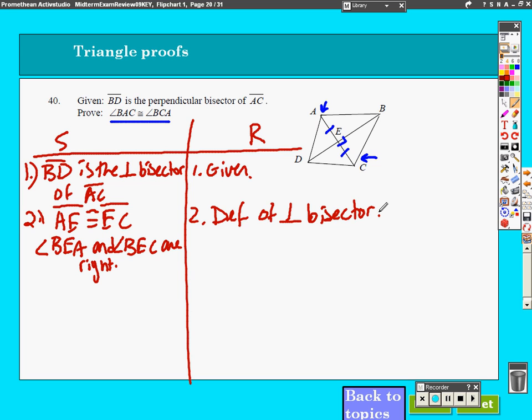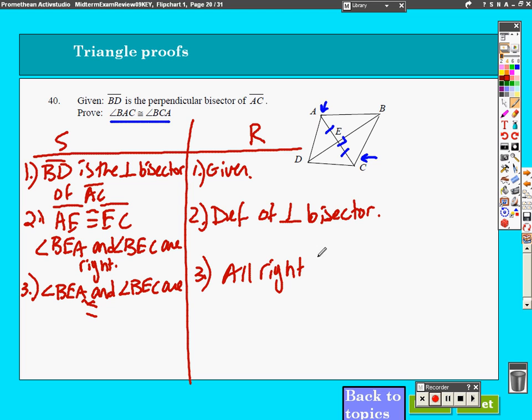Okay, this allows us to also say that our angles, our right angles, BEA and BEC are congruent. The reason that I use for this is that all right angles are congruent. Some people say definition of right angles, and that's completely acceptable as well.